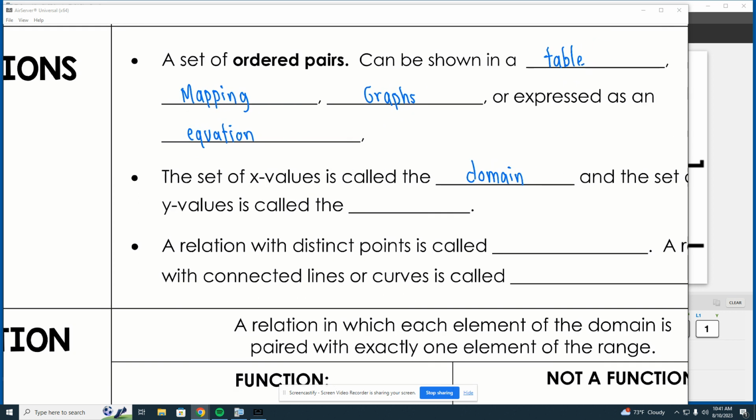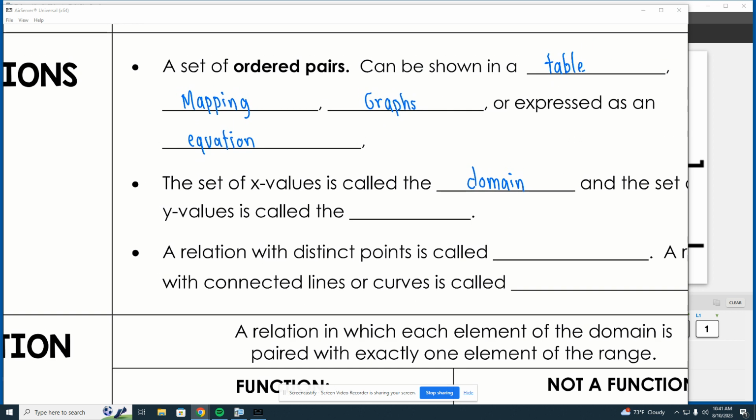Does anybody know what the Y values are called? Domain and, starts with R. Anybody? Range. Domain and range. Now I know that range is also used in another way in math: if you have a single group of data, the range is the distance from the lowest value to the highest value. Y'all remember that? We're not talking about range from that perspective. We're talking about when we have a group of ordered pairs, the domain is the set of all the X values, and the range is the set of all the Y values.